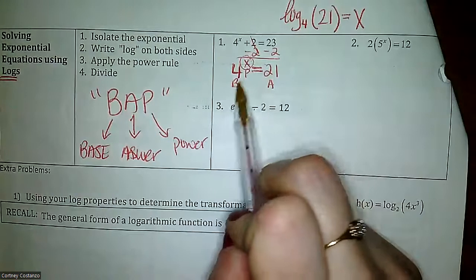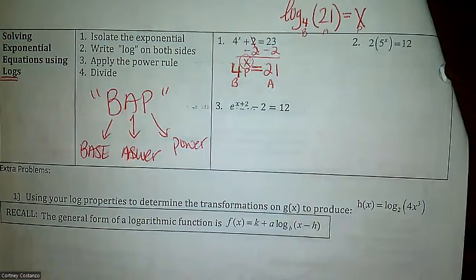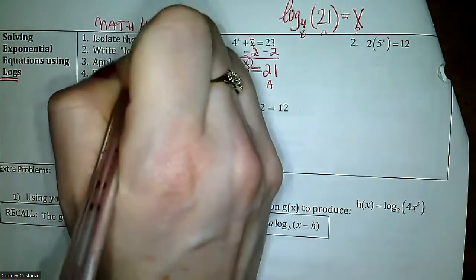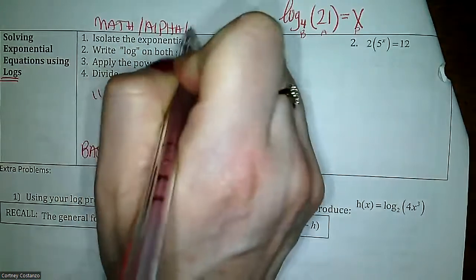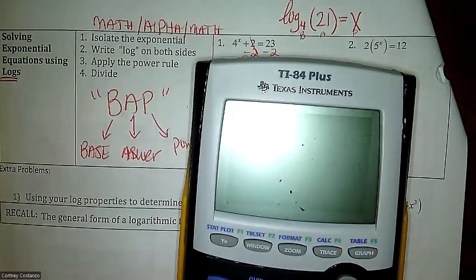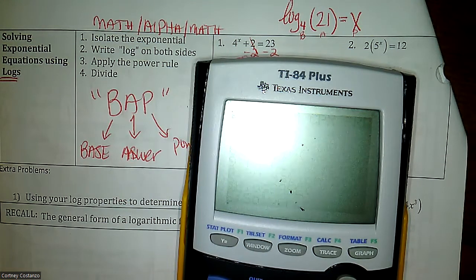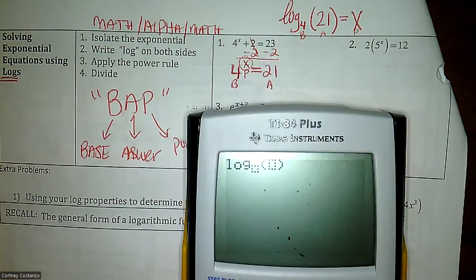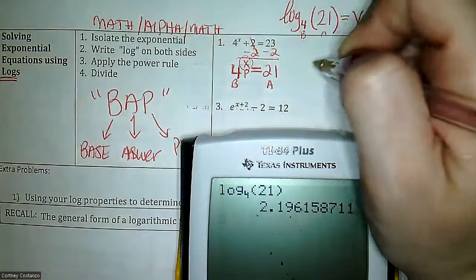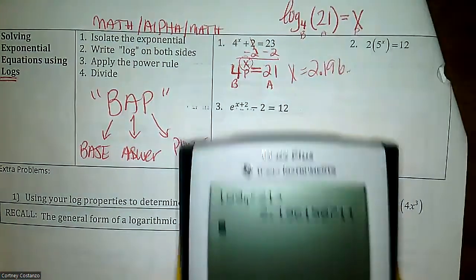We call it BAP, not because it looks like BAP here. It looks like BPA here. This is your base, your answer, your power. And then remember math, alpha, math. Math, alpha, math is the shortcut to get to the log base. So if you want to go the long route, it's math and then scroll up from the bottom, but I'm just going to do math, alpha, math, and boo, it goes right to it. 4, 21, and hit enter. And normally there'd be some sort of rounding directions of some sort. 196, whatever, dot, dot, dot.